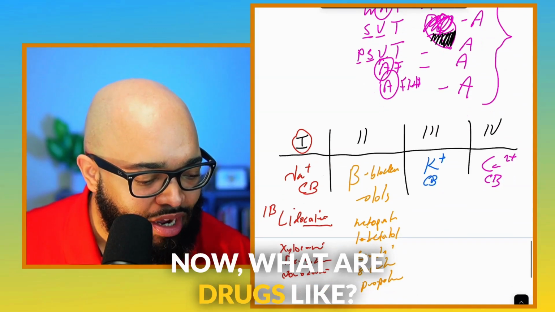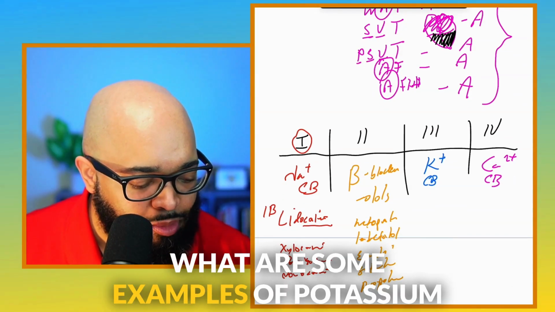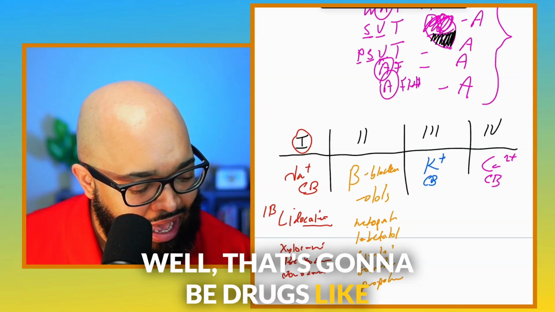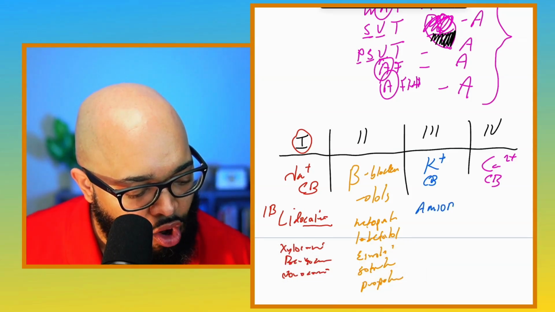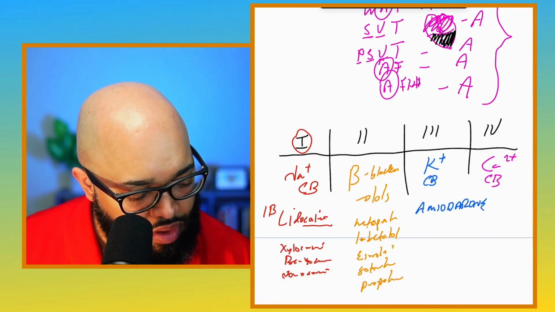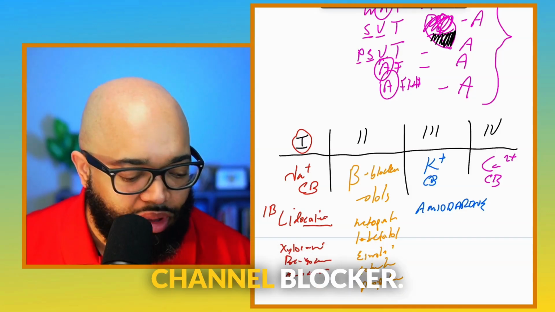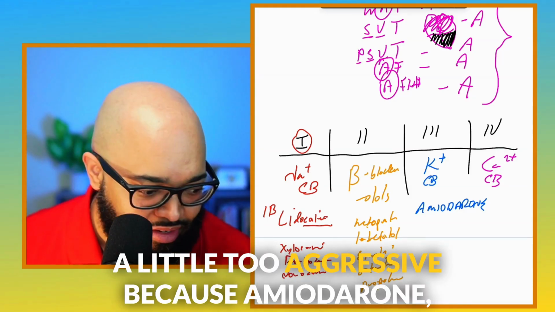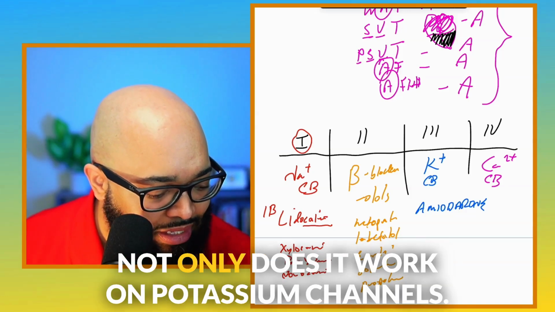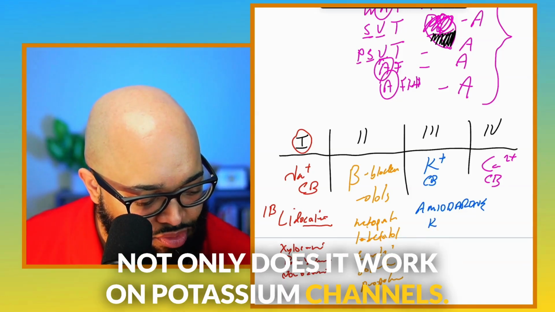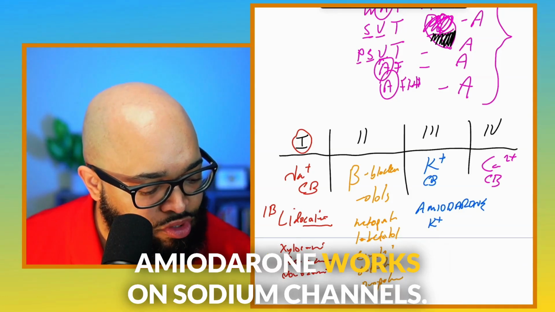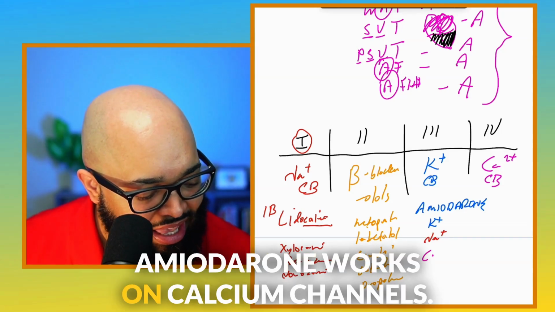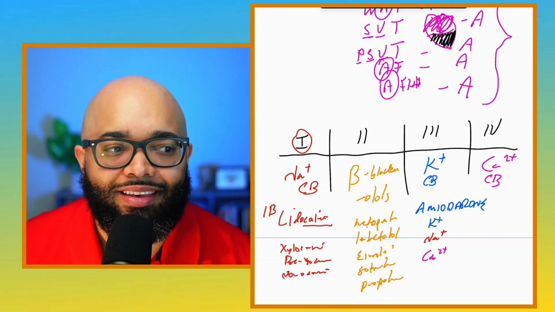Now, what are some examples of potassium channel blockers? Well, that's going to be drugs like amiodarone. Amiodarone is a potassium channel blocker. However, amiodarone is a wonder drug that's a little too aggressive because amiodarone not only works on potassium channels, it works on sodium channels, and it works on calcium channels. Okay?